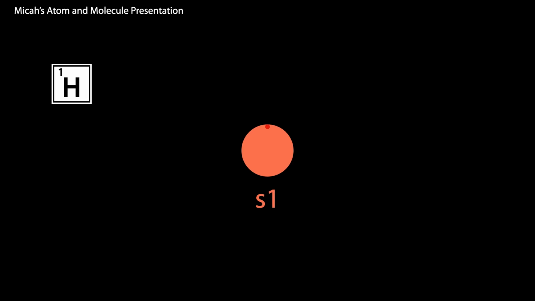And the most common element in the universe. Hydrogen is what stars are made of. The nucleus has one neutron and one proton. This first orbital is in the shape of a sphere. It's called S1. The red dot represents the electron.